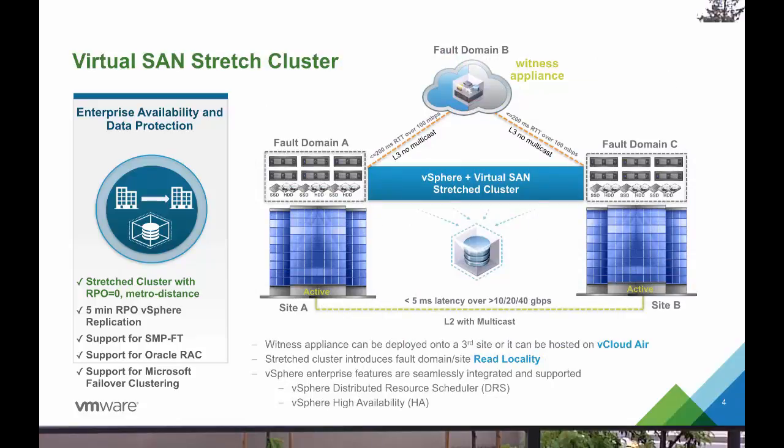So let's look at the idea behind the stretch cluster. As we can see here, the witness appliance can be deployed onto a third site, because you wouldn't want it on either one of the sites. After all, if either site goes down, the witness appliance doesn't exist anymore and it can't provide a quorum or be used as a voting mechanism because it itself is gone. So you're either going to want to place your witness appliance inside of a third site, or you can deploy it on vCloud Air and host it there.